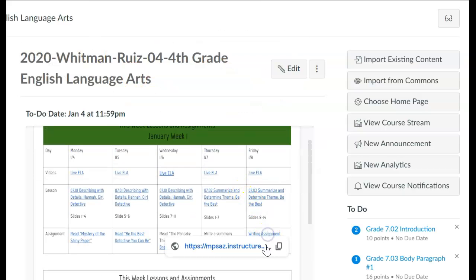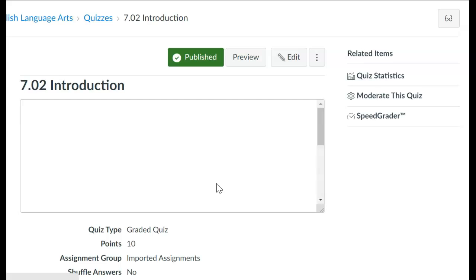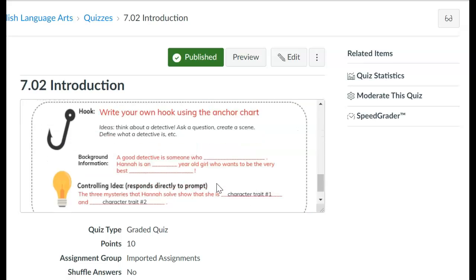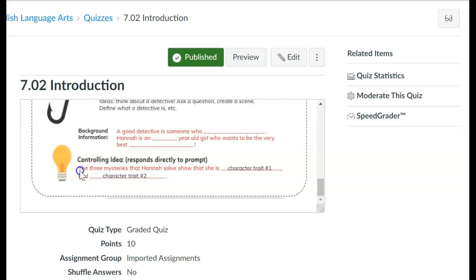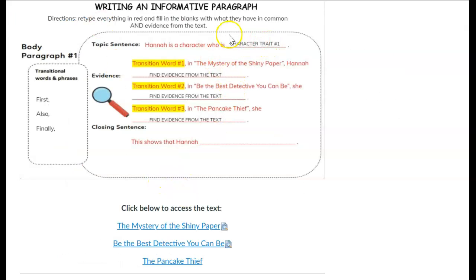If you forget, when you go back to your writing assignment here, this is from Friday. Remember your controlling idea down here. The 3 mysteries that Hannah solved show how she is. You put your first character trait and your second character trait. So there's where you put your first one. If your first one said she likes to solve mysteries, that's what this paragraph is going to be about. So they're linked together.